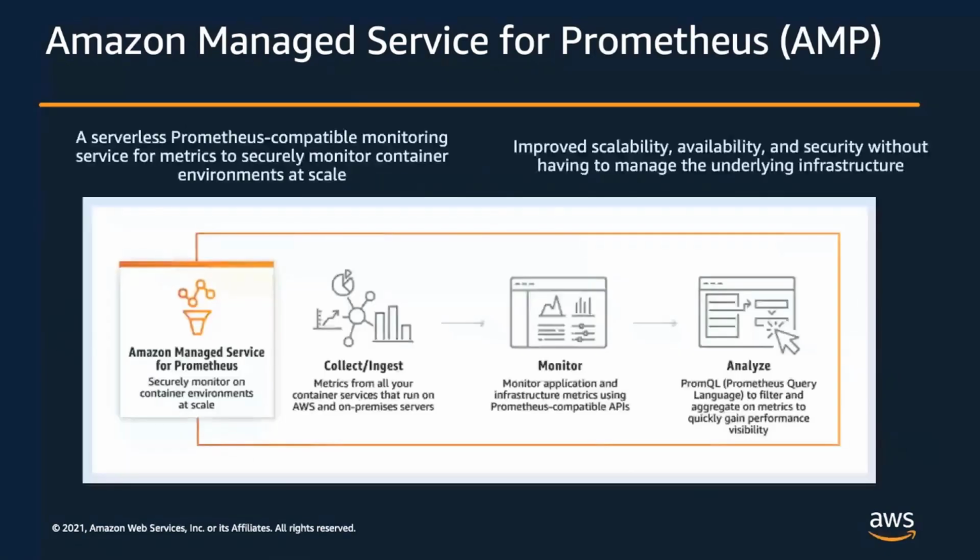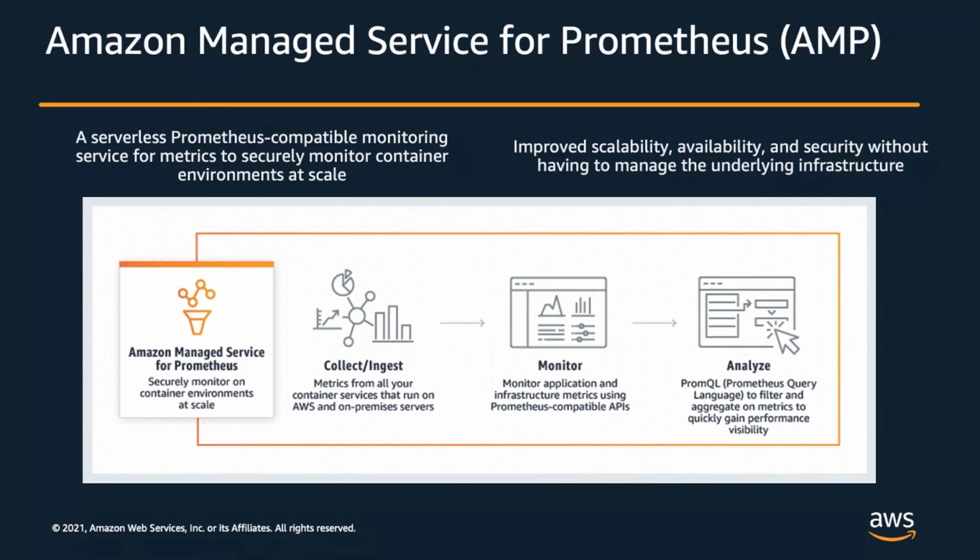When it comes to Prometheus, one of our newest services is Amazon Managed Service for Prometheus. This allows us to collect and query metrics from AWS container services, including Amazon EKS, Amazon ECS, and AWS Fargate. Amazon Managed Service for Prometheus also includes an API that makes it easier to securely ingest and query metrics from self-managed Kubernetes clusters running on AWS, on premises, or anywhere Kubernetes is supported.